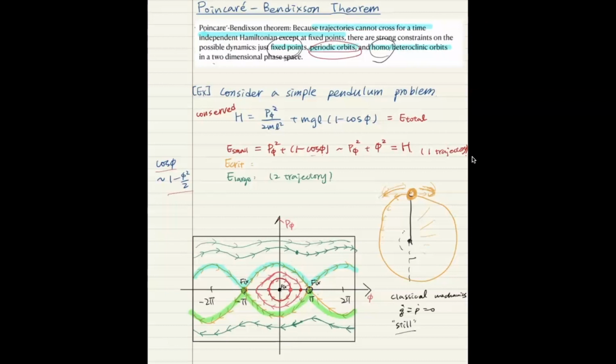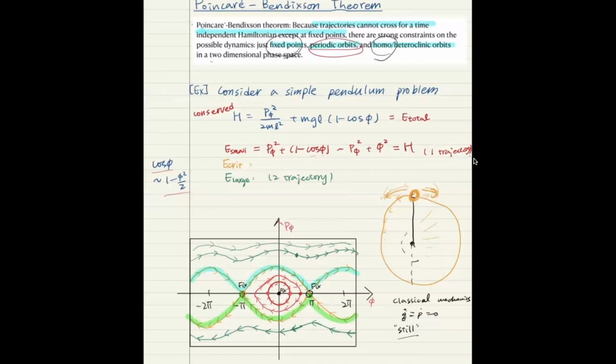Okay. So now let's go back and review our Poincare theorem. The Poincare theorem says trajectories cannot cross for a time-independent Hamiltonian. So this now makes sense, right? Because for a time-independent Hamiltonian, energy is conserved. Because the energy is conserved, if the trajectories cross, then the state at the intersection will have two energies, and that's not allowed because the energy is conserved. All right. But trajectories of the same energy can actually cross each other at the fixed point.